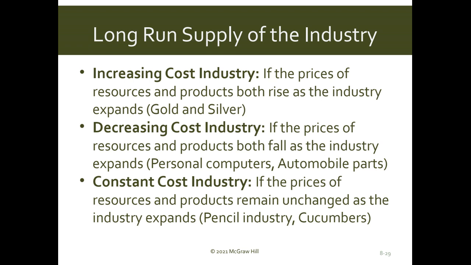So let me summarize. By increasing cost industry, I mean if people demand that product more in the long run, the price of that product will increase in the long run. Decreasing cost industry is such an industry where if demand increases, that is, people demand more in the long run, not in the short run, with the passage of time, then the price of that product will start decreasing actually instead of increasing.